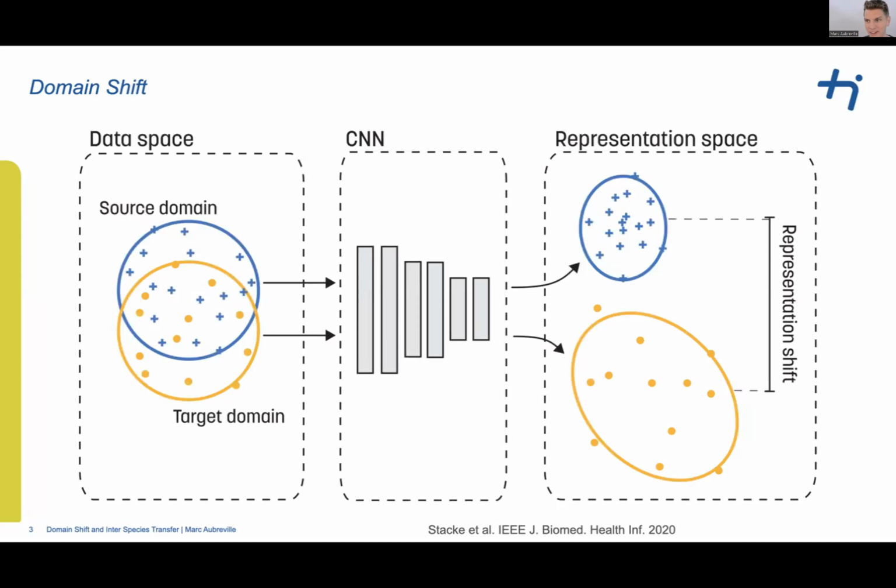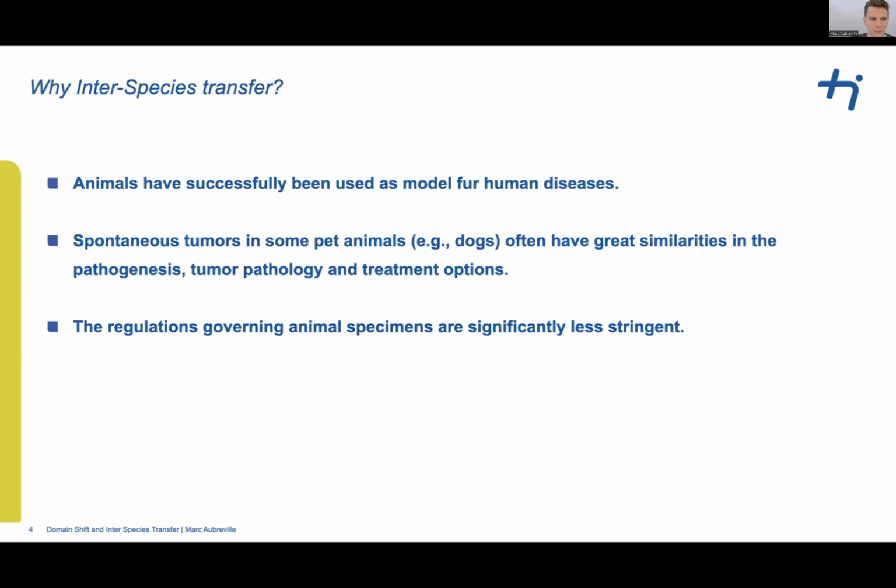Now, I started off in the first slide by saying we want to do interspecies transfer, and then you might ask yourself, why is that, and why is it even important? And I will also come to the question of, is it even necessary? But before we do that, let me briefly motivate why we are working on the intersection of human and veterinary pathology.